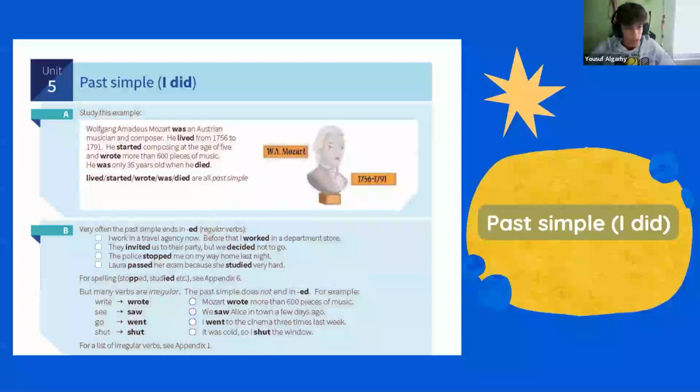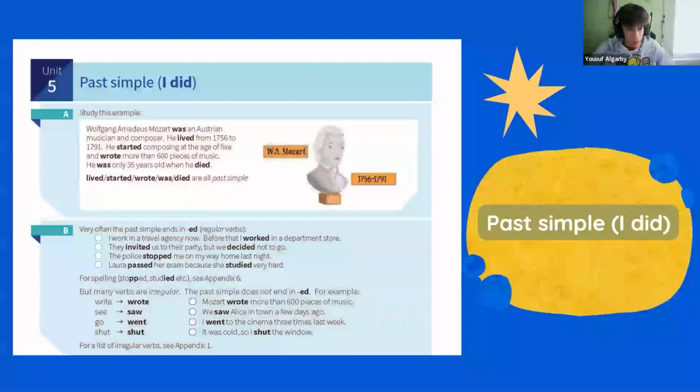Then we have, they invited us to their party, but we decided not to go. Decided being that beforehand they decided, and invited being that before they invited. So the police stopped me on the way home, or on my way home last night. Laura passed her exam because she studied very hard. So they're all talking about things that happened before.